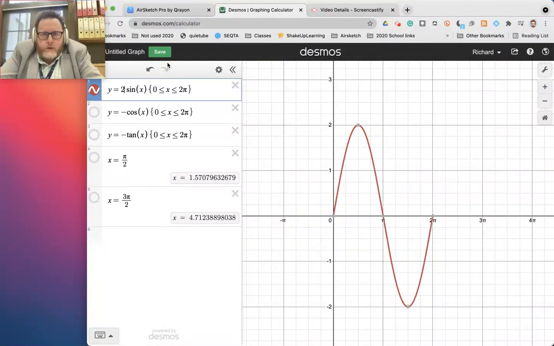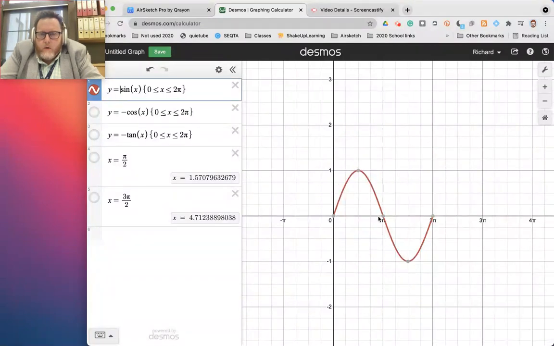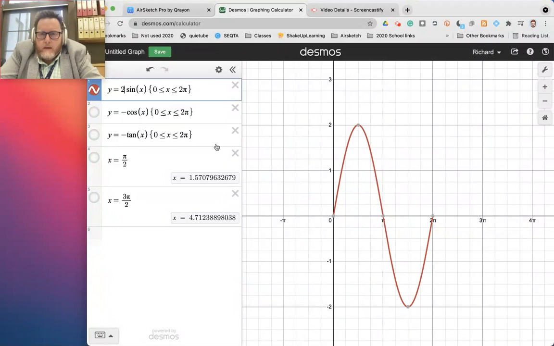Okay, did you think this? I should have asked you to pause the video. I meant to. Notice that the x-intercepts 0, pi, and 2 pi stay there. They are anchored, because when I stretch a 0, it's going to stay at 0. So that's why they're anchored at the zeros.